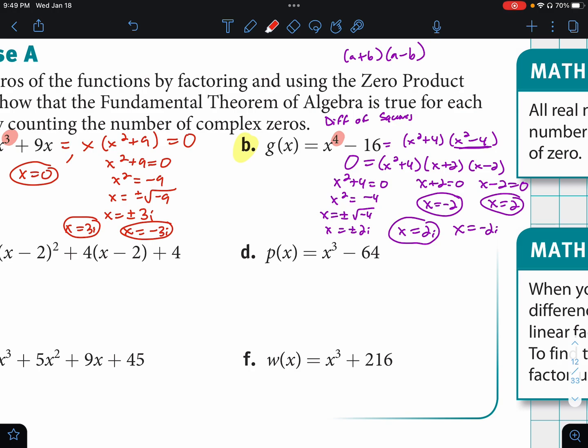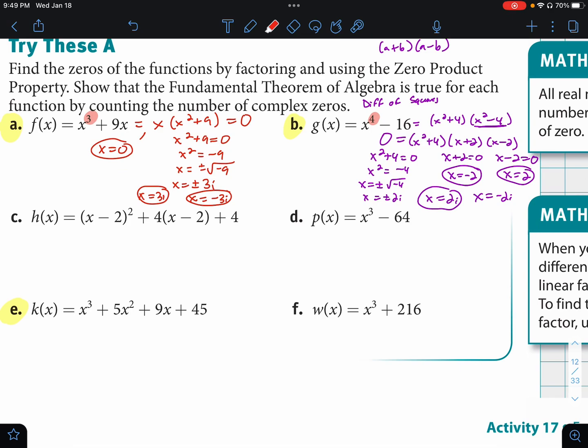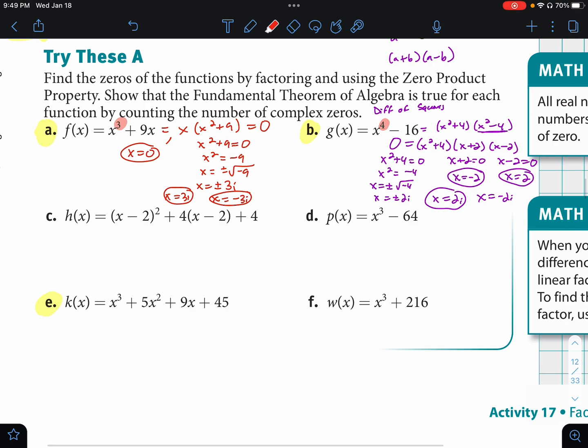Again, pause at any time, rewind if you need to go back through that. We only have a few more that we'll try together before we give you ones to try on your own, and then obviously your homework will be very similar over the weekend.